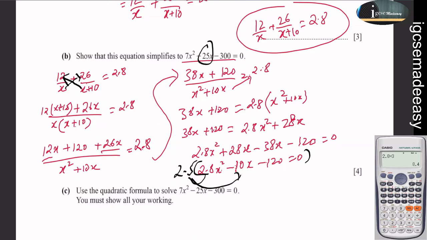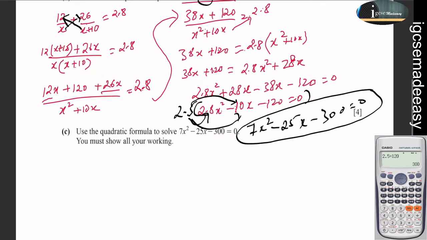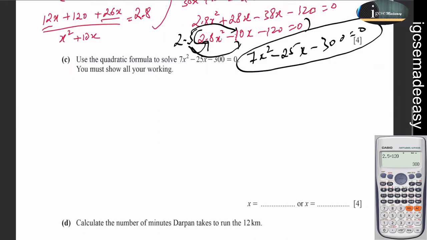So if you multiply that, 2.5 into 2.8 will give you 7. Okay, so we got 7x square. Same way, if you multiply 2.5 with 10, minus 25 you will get. And if you multiply 2.5 with 120, 2.5 into 120 will give you 300, and 2.5 into 0 is 0. So this will be your answer. We proved that that equation is equal to this equation.